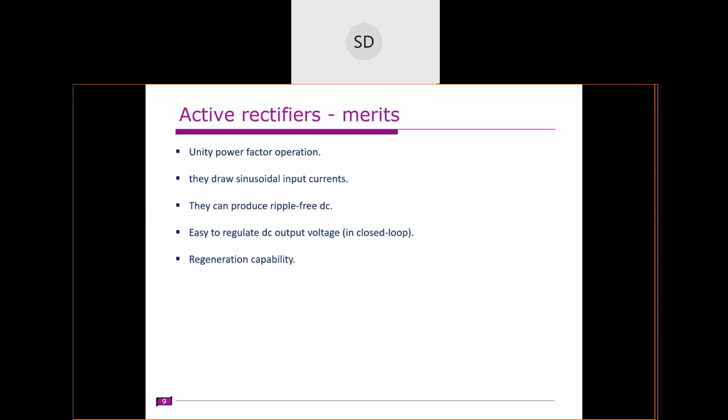These are the merits of active rectifiers. The first one is unity power factor operation. If this is the source voltage, the source current is always operated at unity power factor, and we can make the source current sinusoidal. That means the THD is practically equal to 0; ideally, we can make the THD 0.